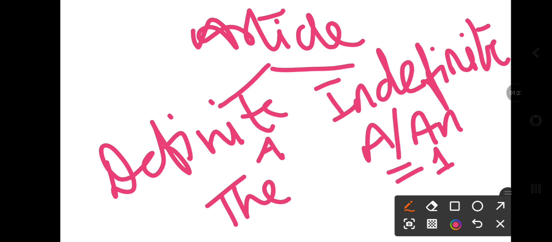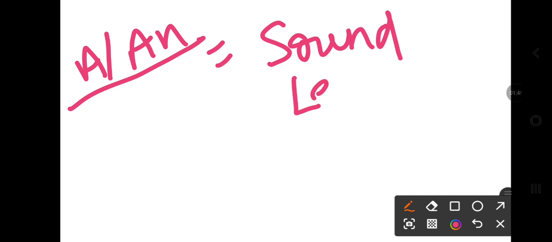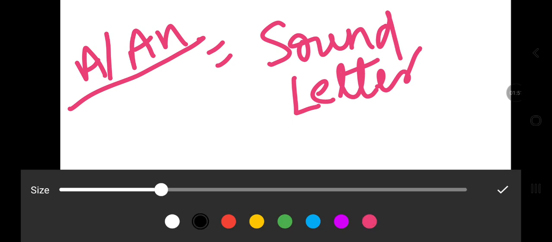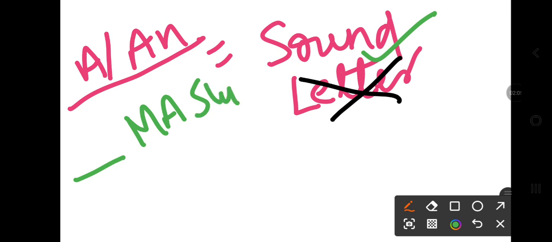So now the difference between the articles a, an and the. Let me tell you that a or an depends on sound, not letters. It is not decided by the letter, but by the sound. For example, an MA student.